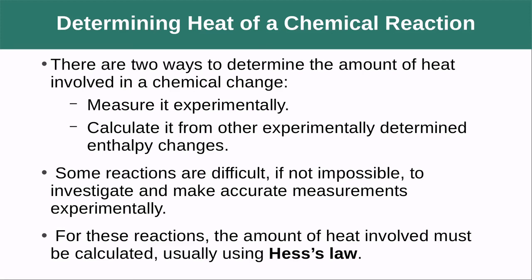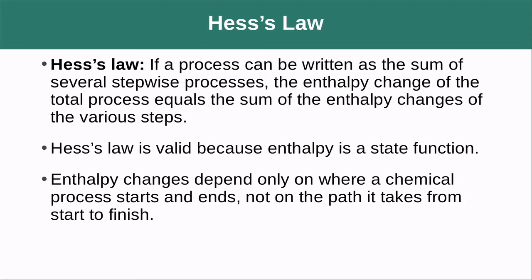Some reactions can be very difficult, if not impossible, to measure directly. But what we can do is have a kind of bank of very simple reactions, and then use a technique called Hess's law to use those simpler reactions to figure out the more complicated reactions. Hess's law states that if a process can be written as the sum of several stepwise processes, the enthalpy change of the total process equals the sum of the enthalpy changes of the various steps.